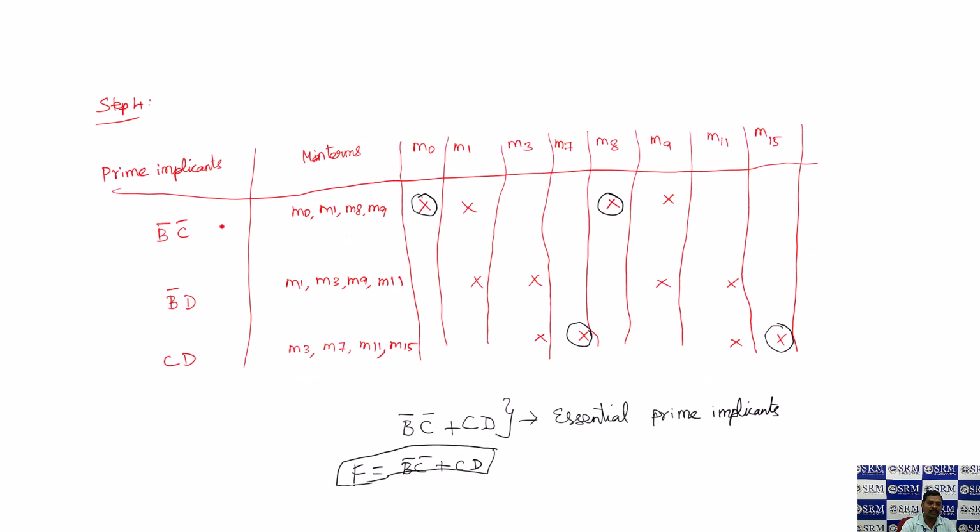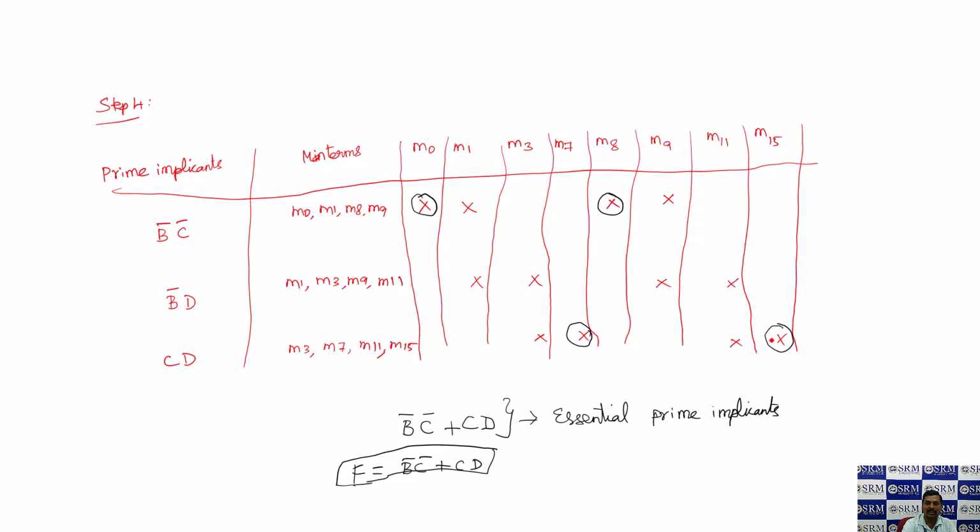Then comes step 4. This time I noted the prime implicants, then the minterms, then the given minterms. After that I'm just marking which minterms are available: M0, M1, M8 with M9. Similarly I wrote for B bar D as well as CD. Then vertically, I'm looking for whichever column, whichever minterm, has only one entry. So here M0, M7, M8 and M15 have only one entry.